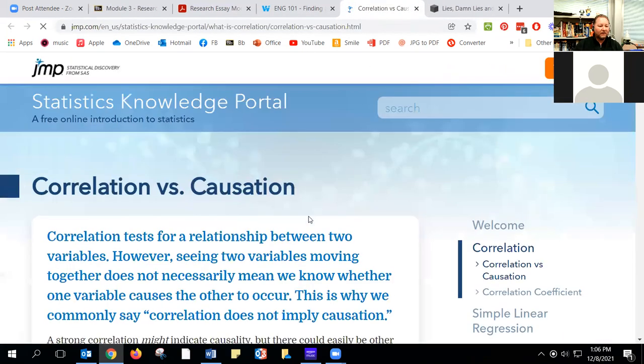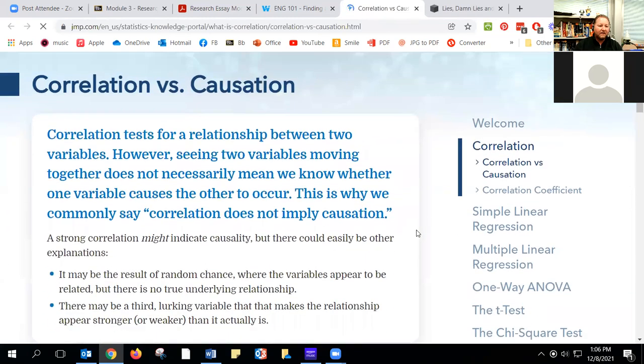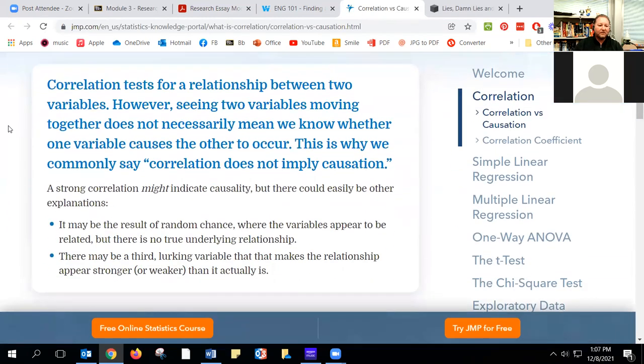So now going back to that correlation versus causation, all right? So correlation tests for a relationship between two variables. Remember, coffee mug, dropping it, coffee spilling all over my desk. However, seeing two variables moving together doesn't necessarily mean we know whether one variable causes the other, right? That would be causation, right? So a famous saying, correlation does not imply causation, right?